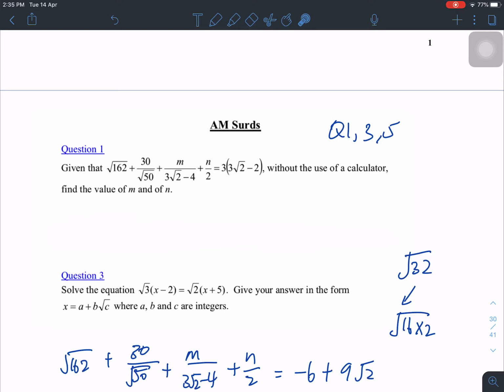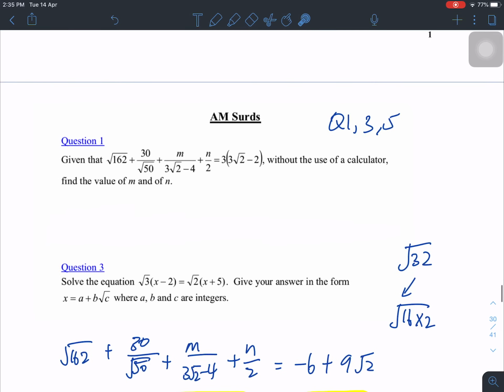Let's look at it. So what I did here is simply to write down the equation, copy down the question, and I have expanded the right hand side. So 3 times minus 2 minus 6 plus 9 root 2. One of the important skills that you need is to be able to simplify surds like that.